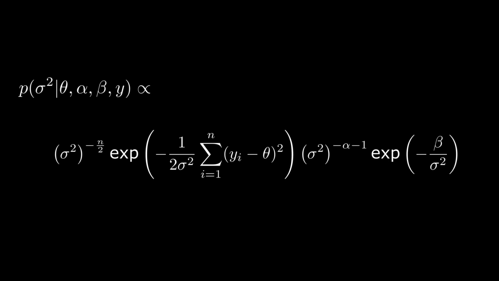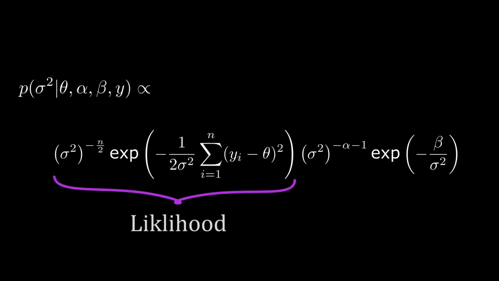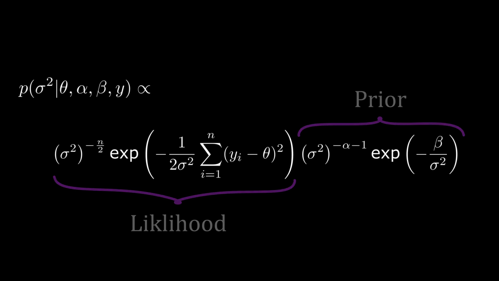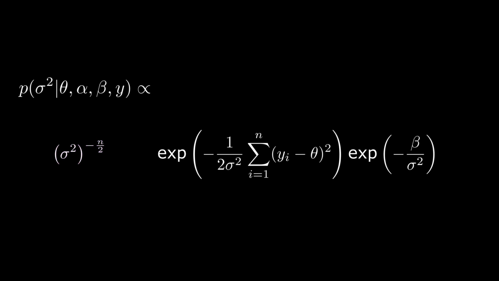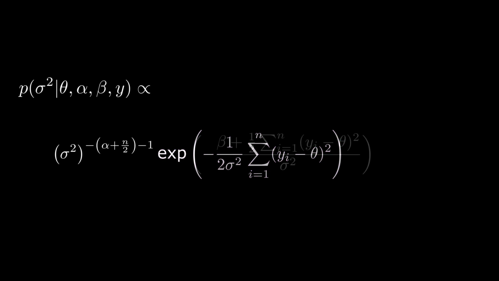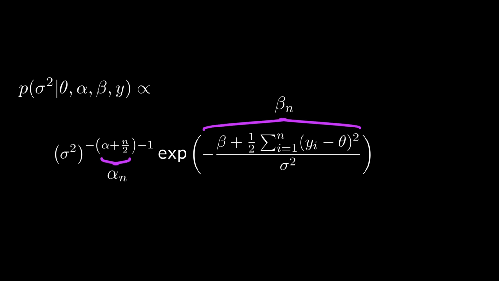The computation involves matching pairs of terms in the likelihood and the prior. The first term is a multiplication of powers of sigma squared. The second is a multiplication of exponential functions. If we collect these terms together, we get something proportional to an inverse gamma distribution with updated values for its hyperparameters.